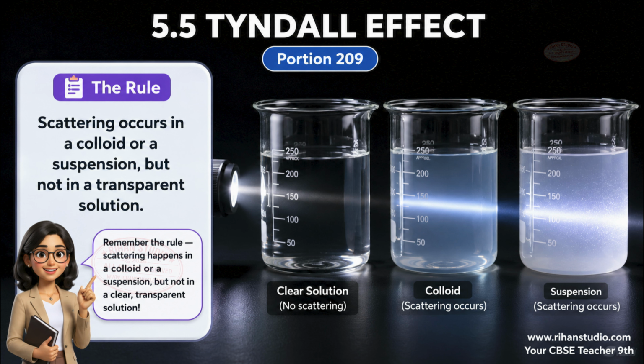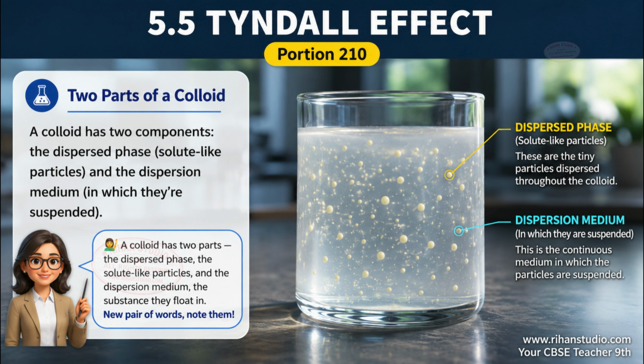Scattering occurs in a colloid or a suspension, but not in a clear, transparent solution. Remember the rule. A colloid has two components: the dispersed phase, the solute-like particles, and the dispersion medium, the substance they are suspended in. New pair of words.